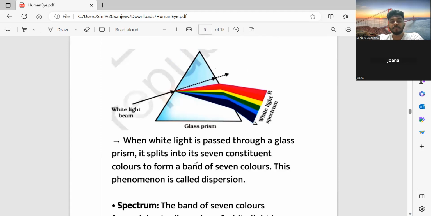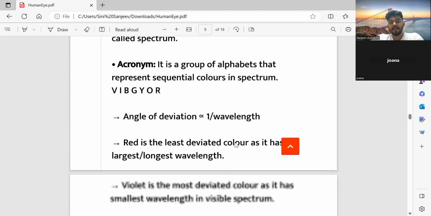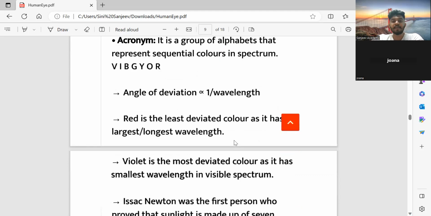Yes? So they might ask the question, what is dispersion? So splitting of the white light into its 7 constituent colors to form a band of 7 colors is called what? Dispersion. That is there in this paragraph. Once the class is over, I'll be sharing this PDF too. Correct? Yeah.